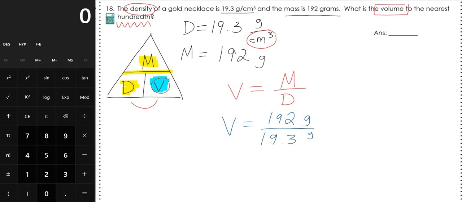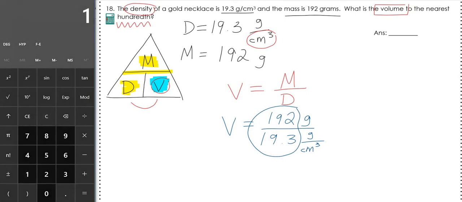19.3 grams per centimeter cubed. Now don't worry about the units, just focus on the numbers. We're dividing 192 by 19.3, and whatever we get, that is our volume in centimeters cubed, because volume is always cubed. So I'm going to go to my calculator, I'm going to type in 192 divided by 19.3, and I get this long decimal.